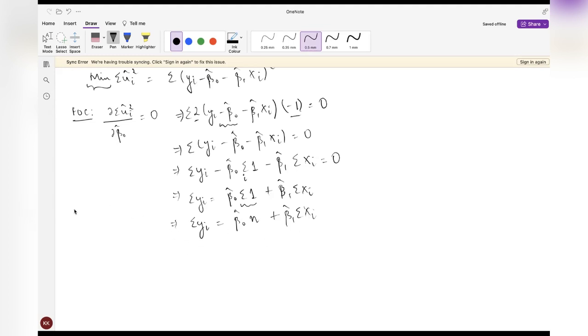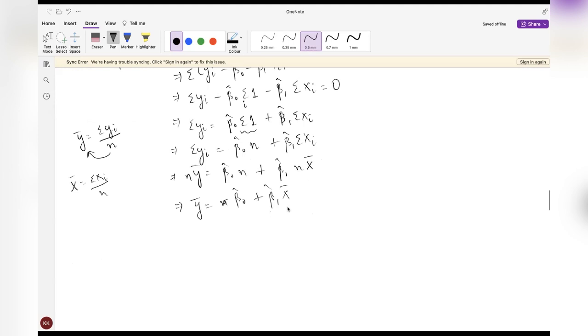Now we will be using some manipulation. Remember, what is the mean of y? That is taken as summation of yi upon n. So we will be substituting the value of summation of yi, which is n y bar, is equal to beta naught hat into n plus beta 1 hat into summation of xi. Similarly, x bar is equal to summation of xi upon n. So we will be substituting the value of summation xi, which is n into x bar. So dividing both sides of this equation by n, we will be left with y bar is equal to beta naught hat plus beta 1 hat into x bar.